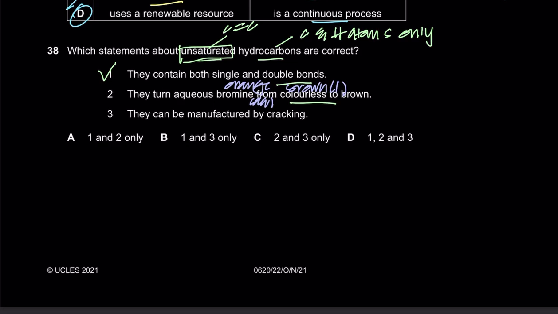If it said liquid bromine, liquid test agar karta, to phir hum kehte brown to colorless. Still, in either case it's wrong. They can be manufactured by cracking. Sir, bataye ji, can they be manufactured by cracking?